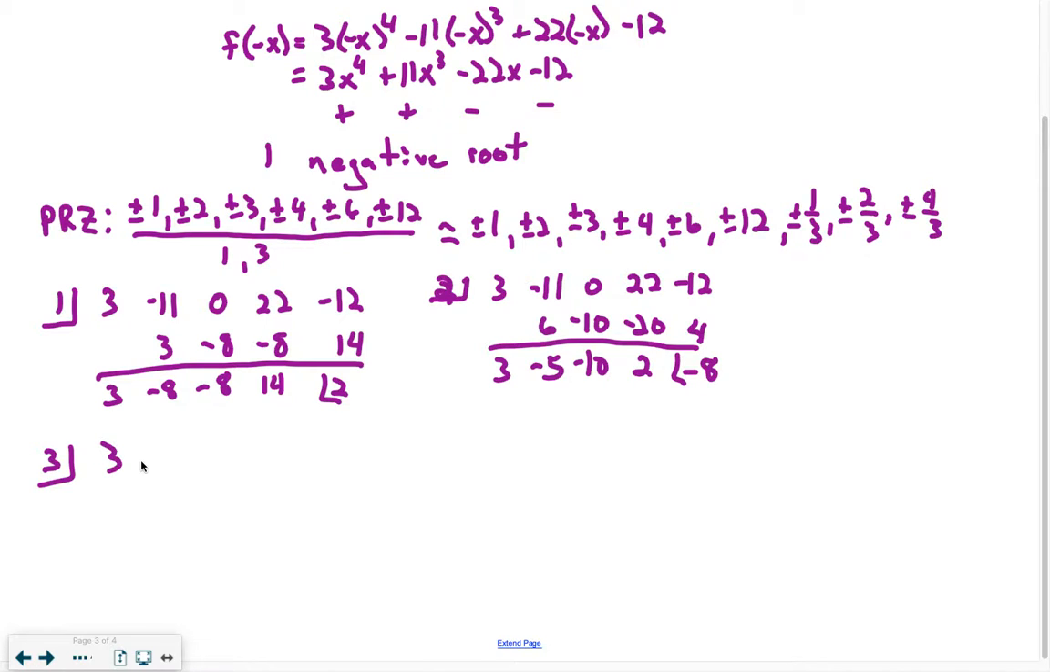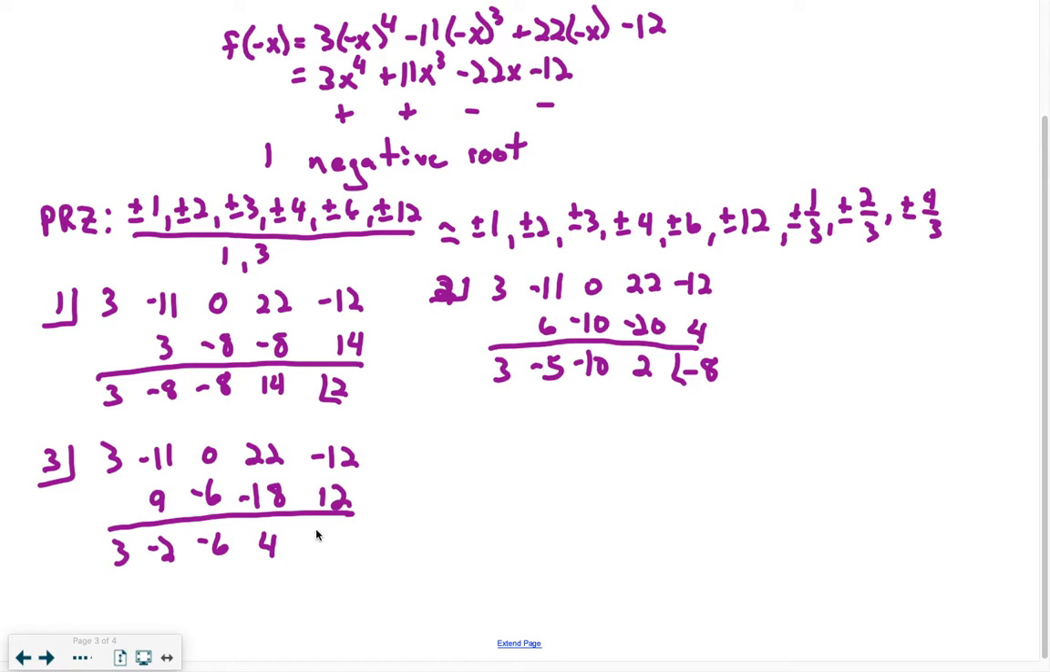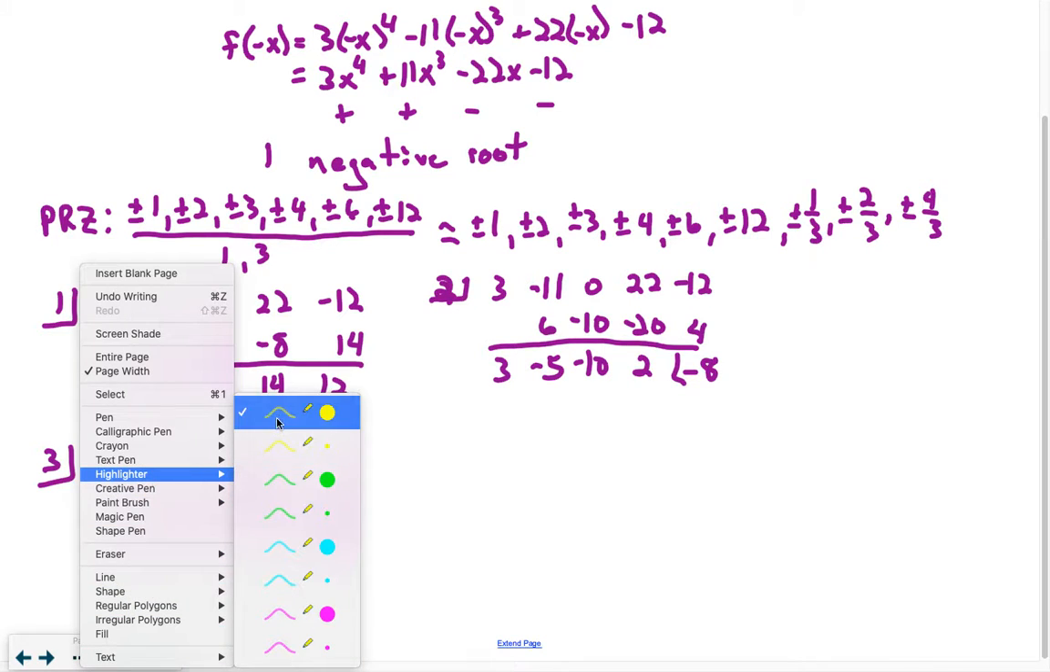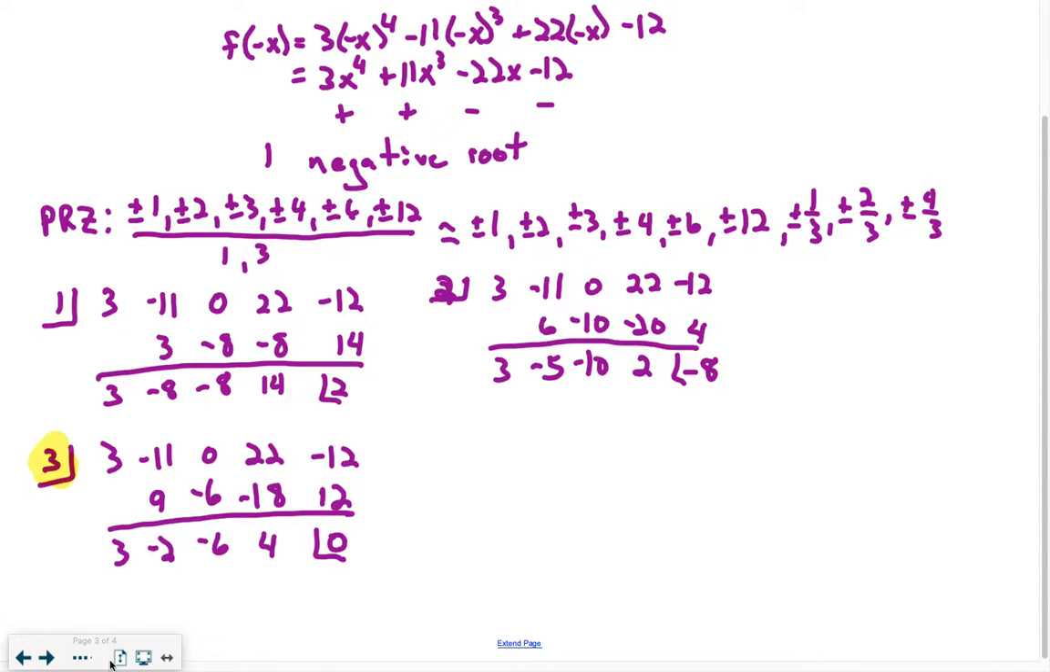So 3, negative 11, 0, 22, and negative 12. Bring the 3 down, multiply, add, multiply, add, multiply, add, multiply, and add, and we get a remainder of 0. That means that 3 is a root. And we now have a depressed third degree polynomial since we started with a fourth degree.